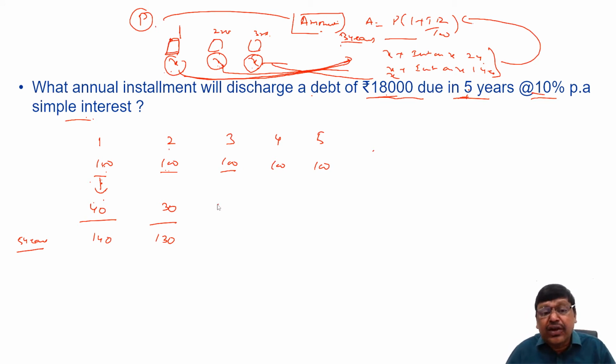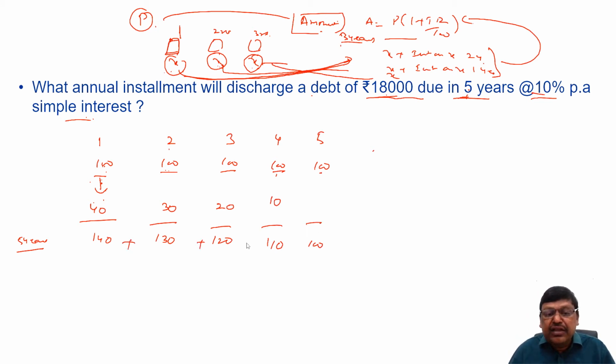the settlement. We should add 2 years interest, which is 20. It will be 120. This fourth installment at the end of 4 years is 1 year before the final settlement. So we should add 1 year interest. It will be 110. And this fifth installment is paid at the end of 5 years. That's when the account is settled. So no interest is to be added.